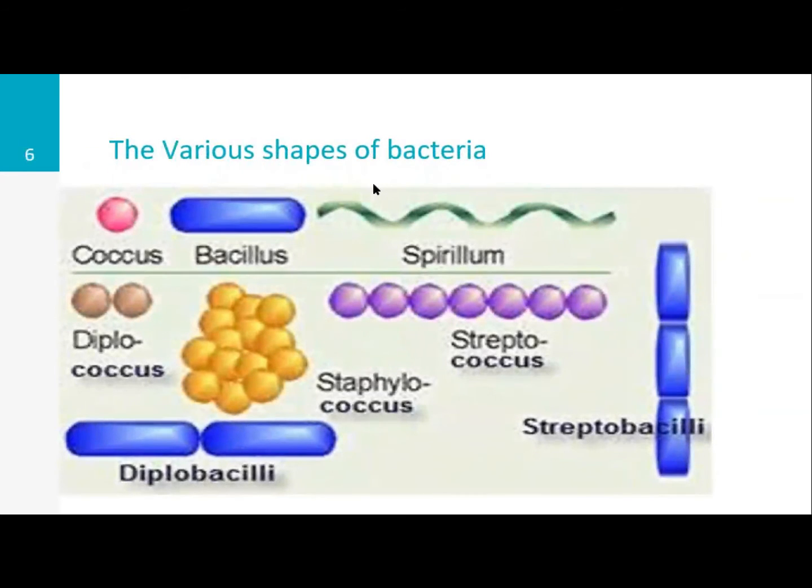Now, in terms of the shapes of the bacteria that we're dealing with, these are the most common ones, all right? You're going to have your coccus, which is a spherical shape. You have your rod-shaped bacillus. You have your spirillum rather. You have your diplococcus, which is basically, of course, two cocci. You have diplobacilli. You have your staphylococcus, which is clusters of cocci. You have your streptococcus, which is basically a chain of cocci. And you have your streptobacilli.